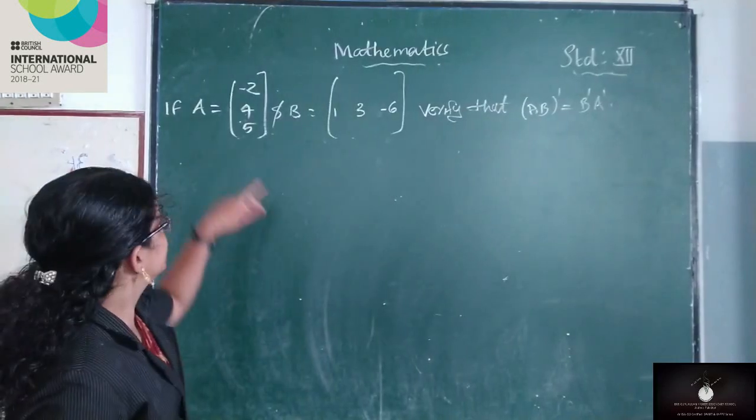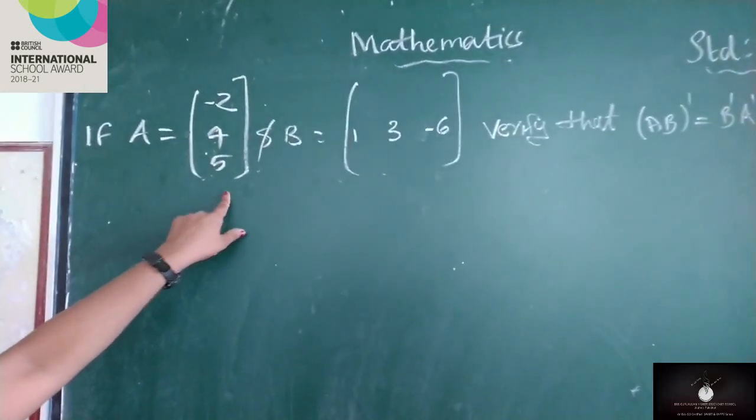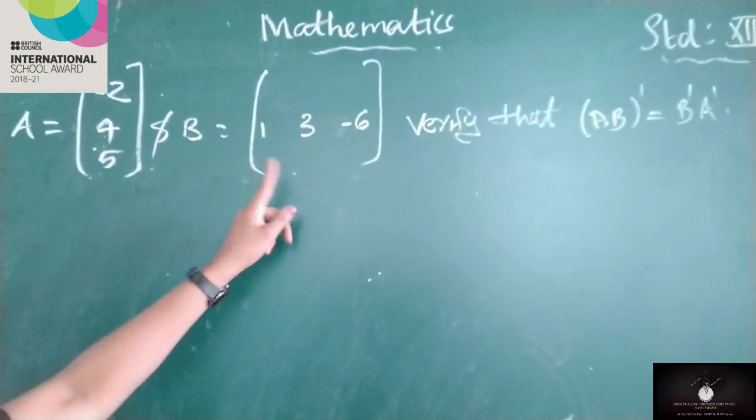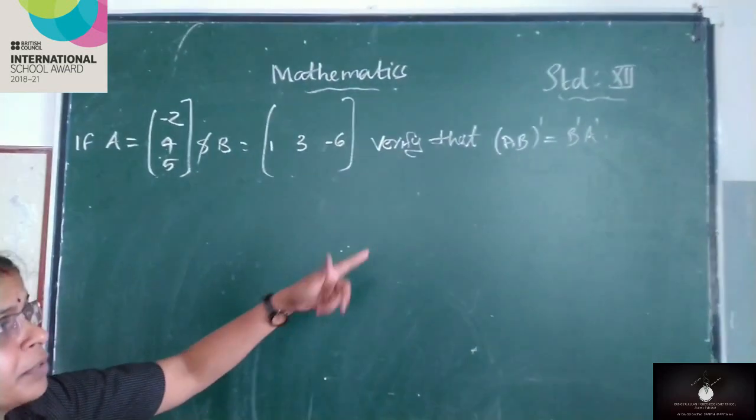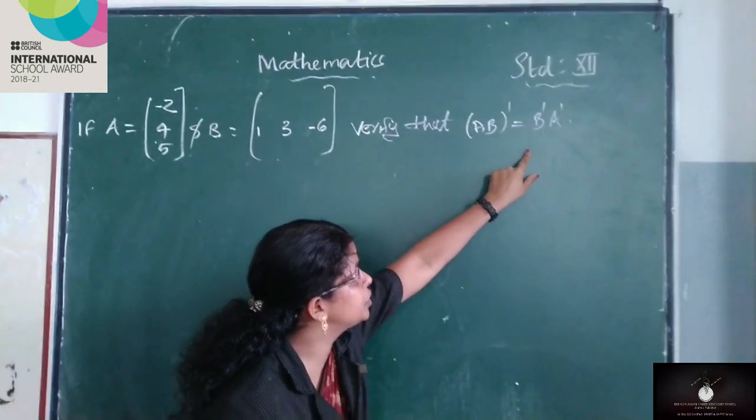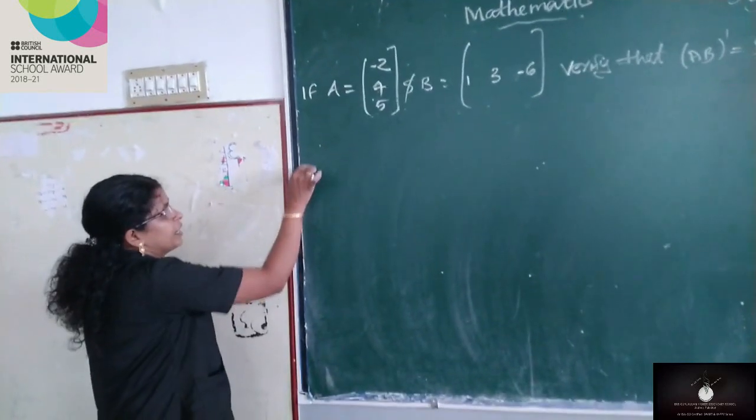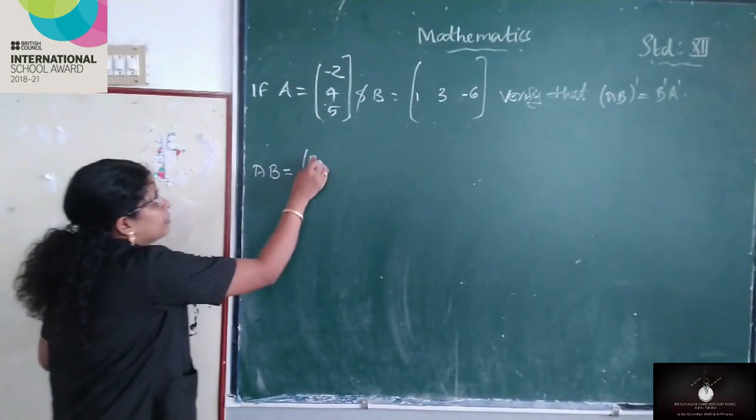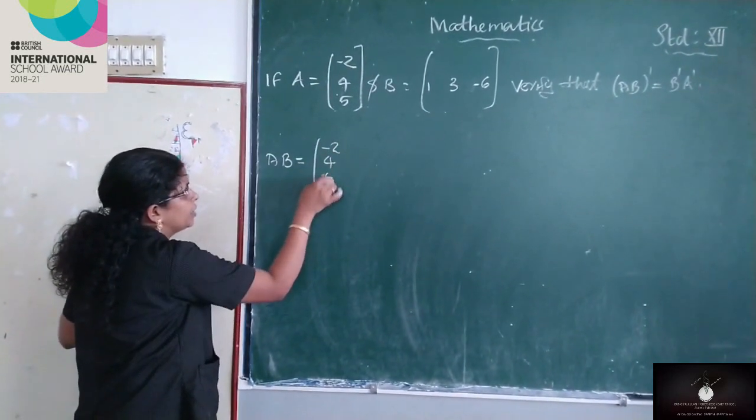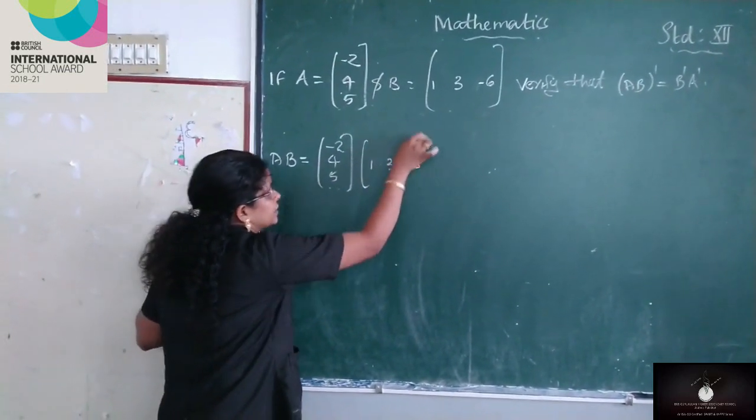Okay, if A is equal to matrix minus 2 4 5 and B is equal to matrix 1 3 minus 6, verify that AB whole transpose equal to B transpose into A transpose. Okay, so first we have to find out AB. So AB is equal to matrix minus 2 4 5 into matrix 1 3 minus 6.